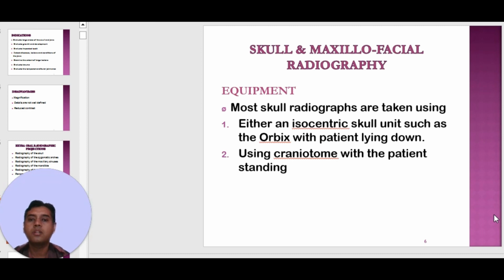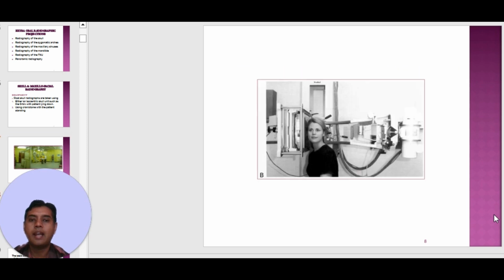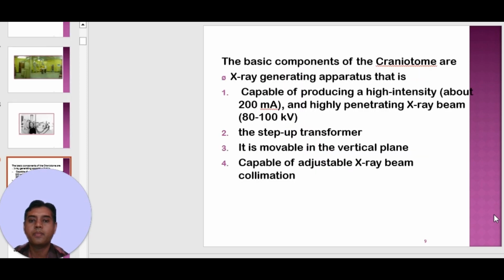The equipment used: the most common skull radiographs are taken using either an isocentric skull unit such as the Orbix, with the patient in a lying down position, or using a craniostat with the patient standing. This is the isocentric skull unit and this is the standing unit.